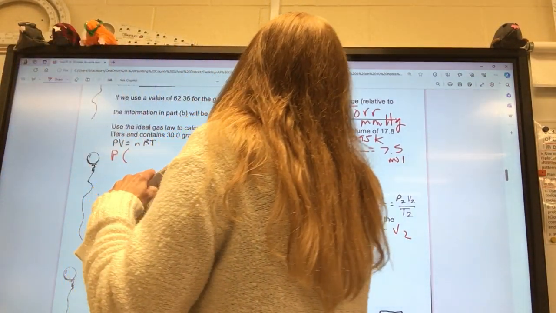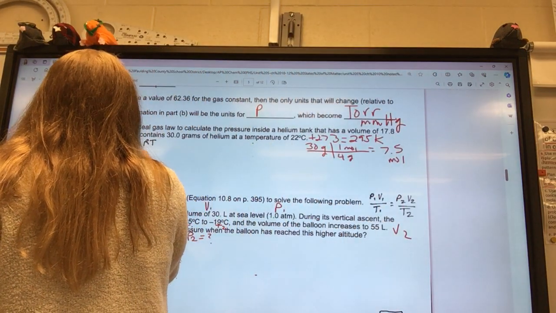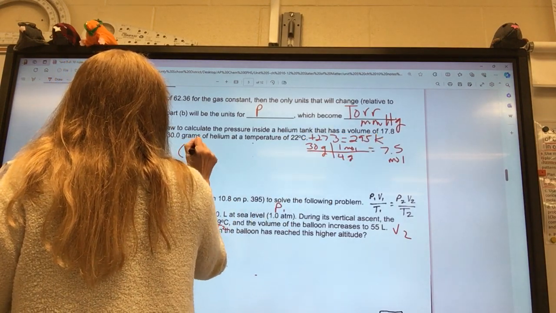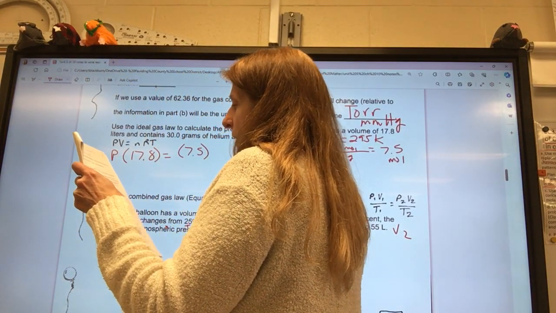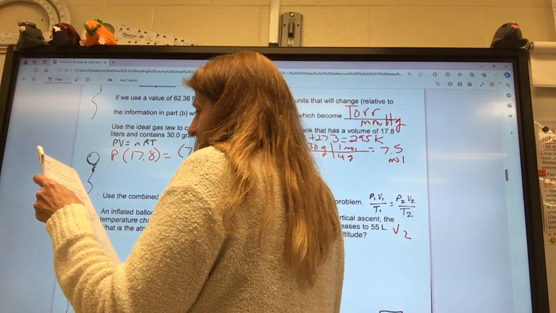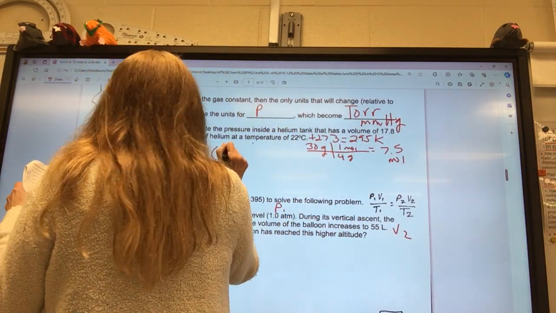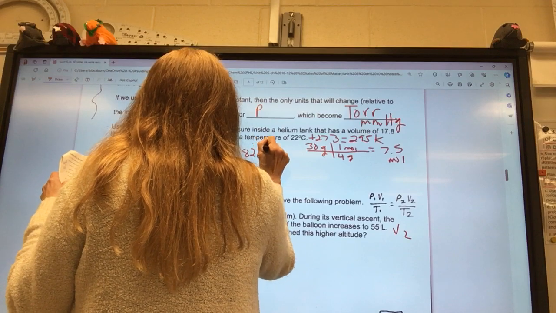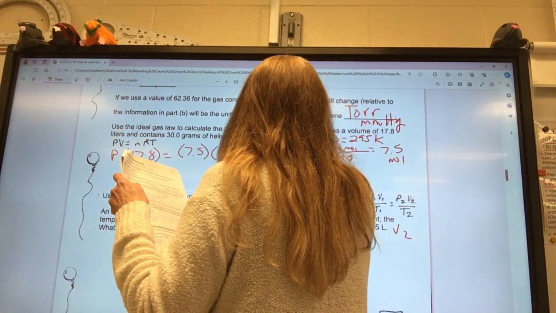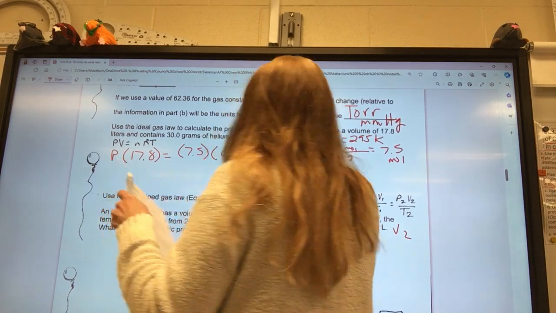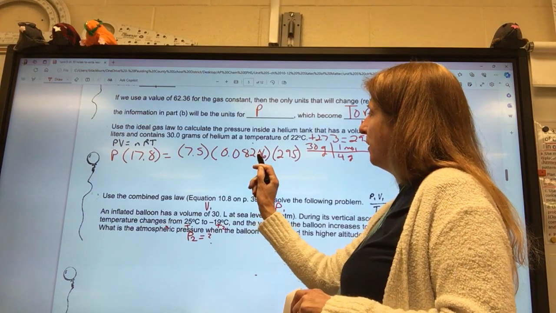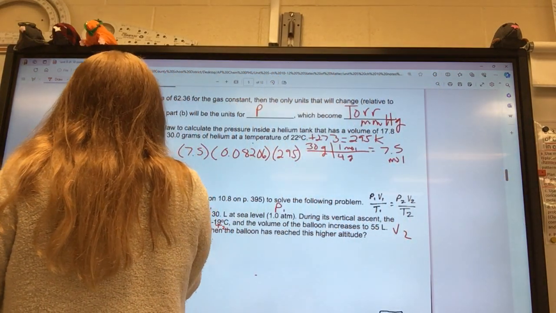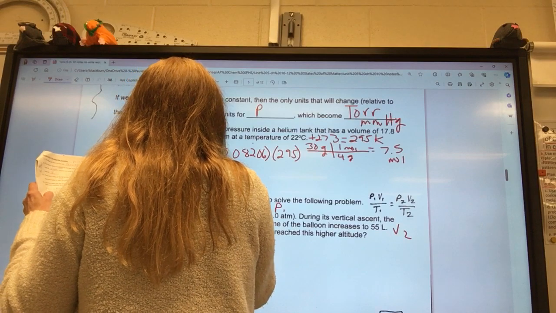Okay, so our volume that they give us, 17.8. Our number of moles we solved for is 7.5. Our pressure is what we're solving for. And for R we're going to use 0.08206, which means we'll be solving for it in atmospheres, and our temperature is 295. On my calculator I would do 7.5 times 0.08206 times 295, enter, divided by 17.8, and pressure equals 10 atmospheres. Put a box around it.